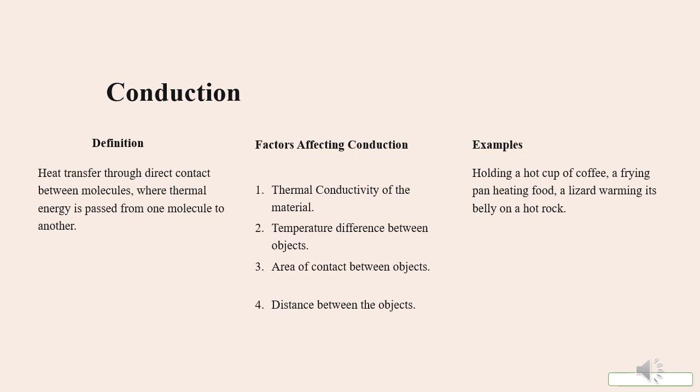Examples of conduction include, for example, a metal spoon in hot soup, touching a hot pan handle, and ironing clothes. For example, the heat from the iron is conducted to the fabric, removing wrinkles. Heat transfer through walls of the house in winter. The cold air outside causes heat to flow from the warmer interior through the walls.